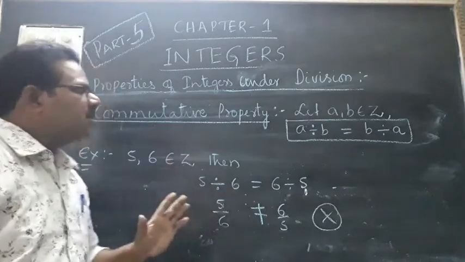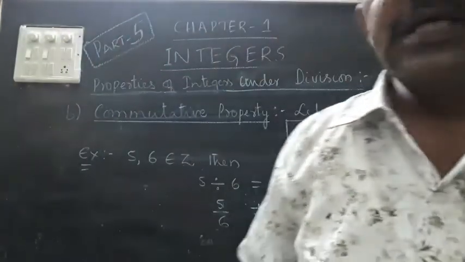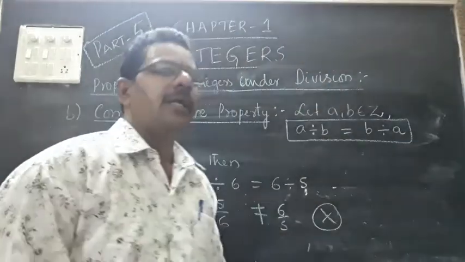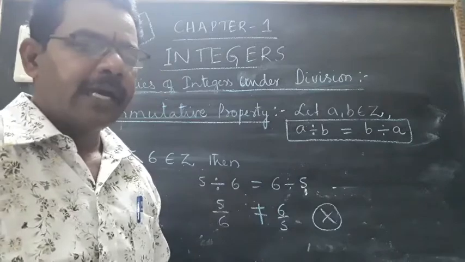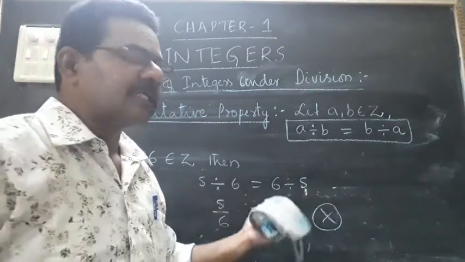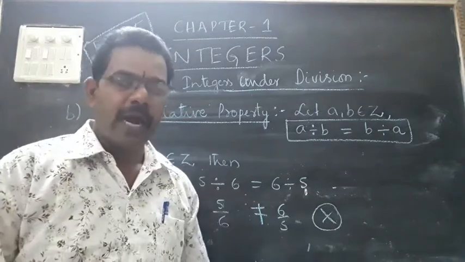Okay. So the closure property is not followed. The commutative property is not followed. Then automatically the associative property will not be followed. That there is no need to explain. And now we have to discuss division with 0 and with 1.